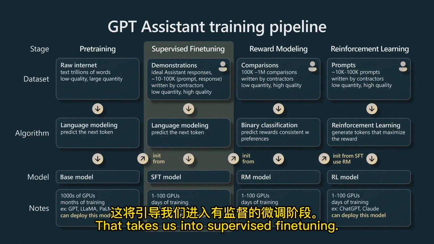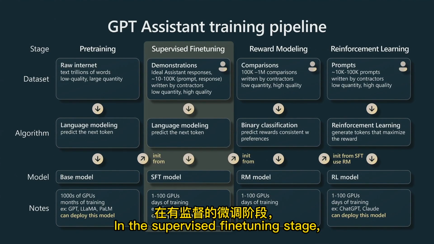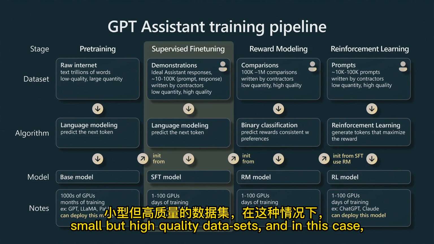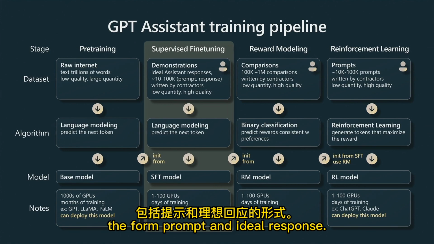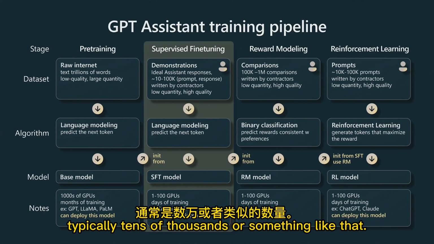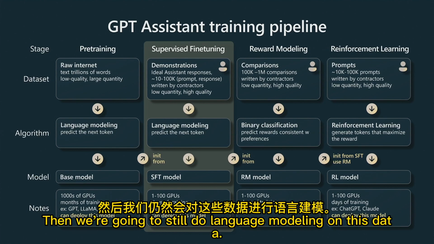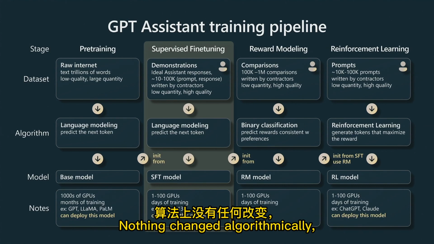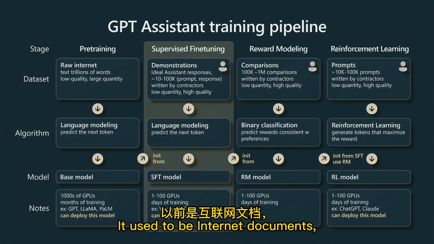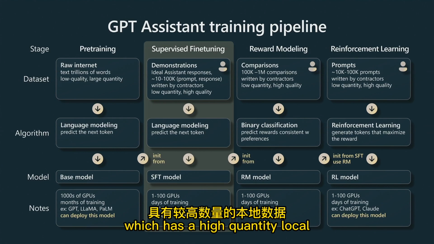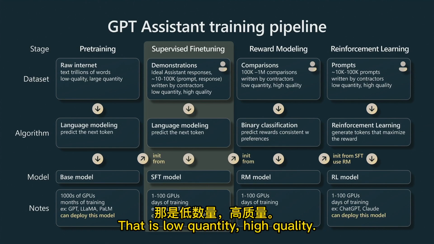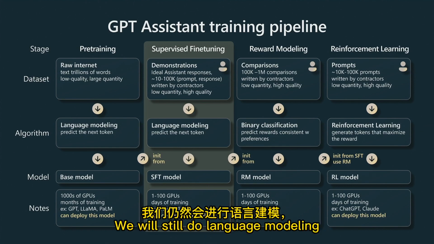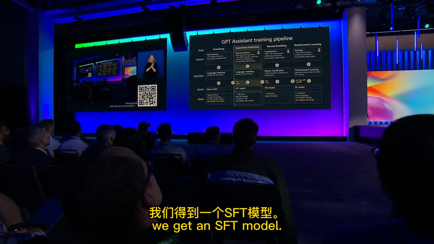That takes us into supervised fine-tuning. In the supervised fine-tuning stage, we are going to collect small but high-quality data sets. In this case, we're going to ask human contractors to gather data of the form prompt and ideal response. We're going to collect lots of these, typically tens of thousands or something like that. And then we're still going to do language modeling on this data. So nothing changed algorithmically. We're just swapping out a training set. It used to be internet documents, which is high quantity, low quality, and now it's QA prompt response data, which is low quantity, high quality. We would still do language modeling, and after training, we get an SFT model.